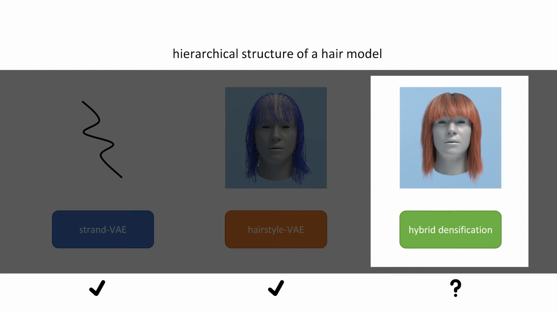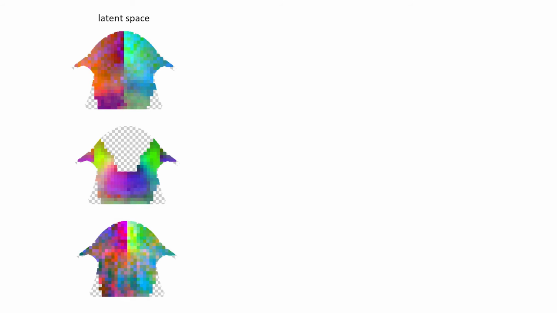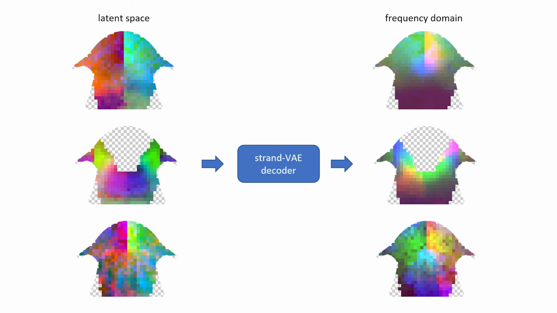To get dense hairs from sparse hairs, we introduce the third component, hybrid densification. In this step, we generate 180,000 hairs from 400 guide hairs. The first part of our hybrid densification is formulated as a super-resolution task. We first decode the low-resolution latent map with the strand VAE decoder into the frequency domain.